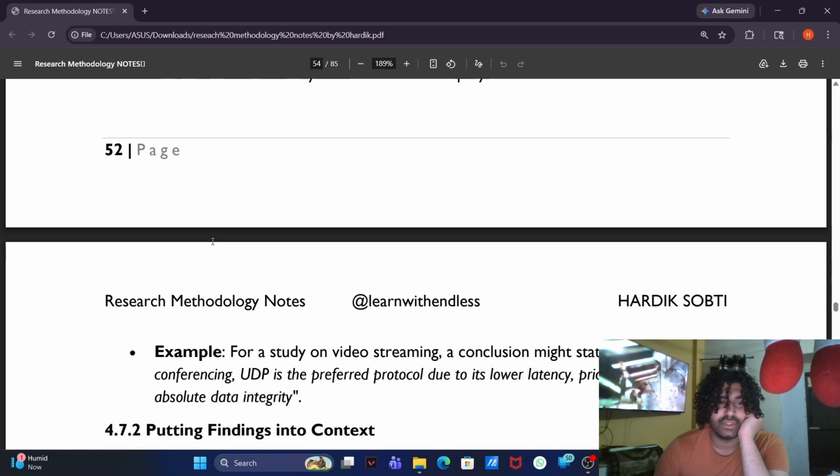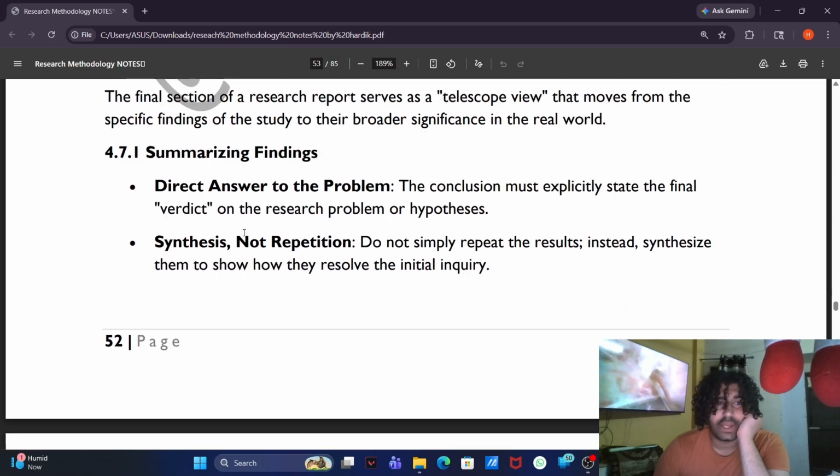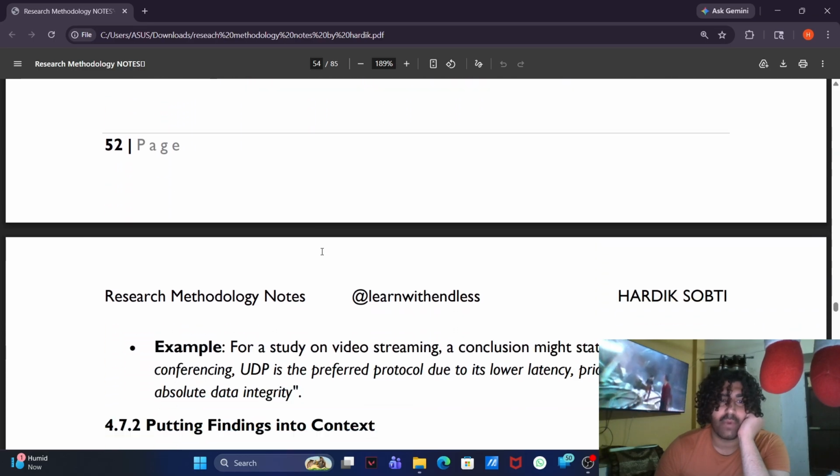Synthesis, not repetition. Let's discuss them one by one. Direct answer to the problem. The conclusion must explicitly state the final verdict on the research problem or hypothesis. Synthesis, not repetition. Do not simply repeat the results. Instead, synthesize them to show how they resolve the initial inquiry. Example.